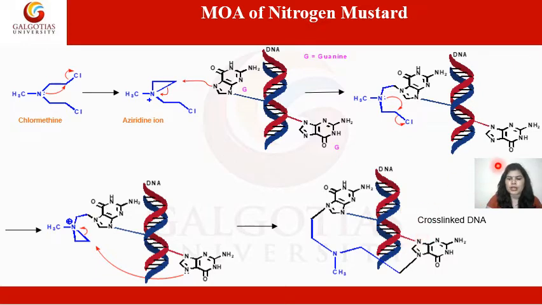Monoalkylation of guanine is also possible if there is one electron withdrawing group. So this cross-linking will result in the inhibition of DNA synthesis.